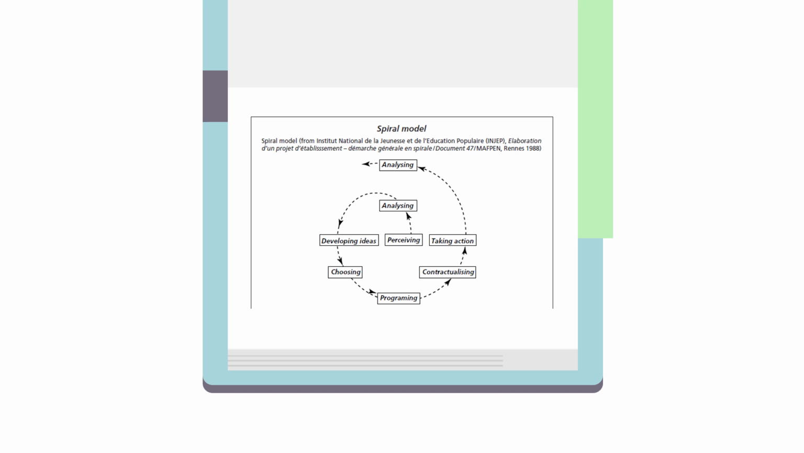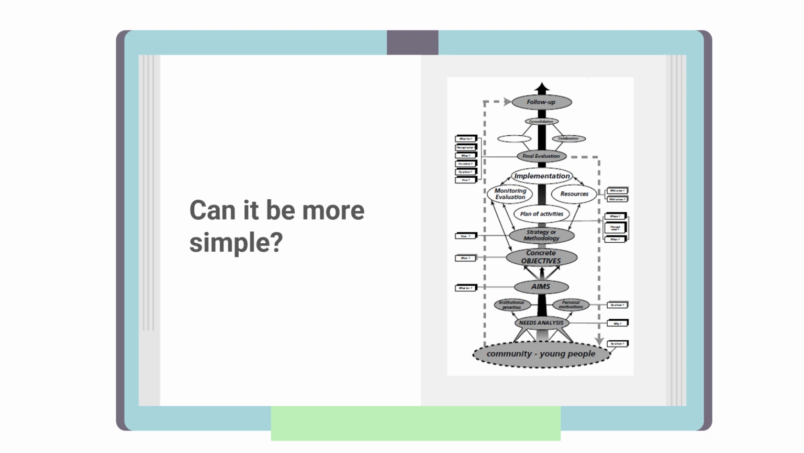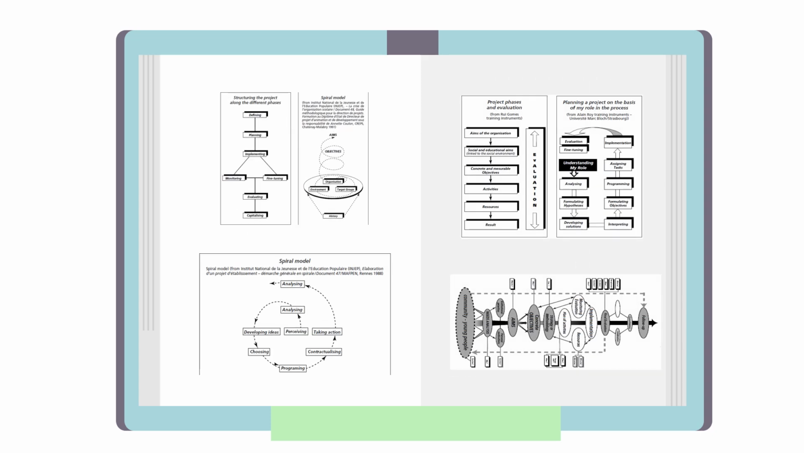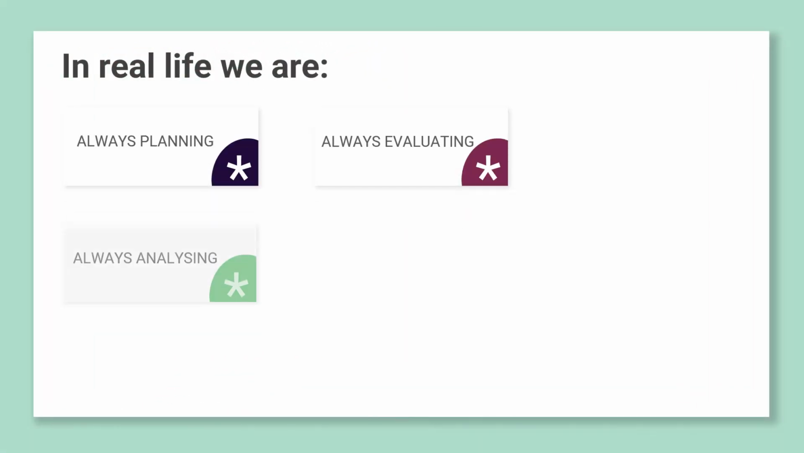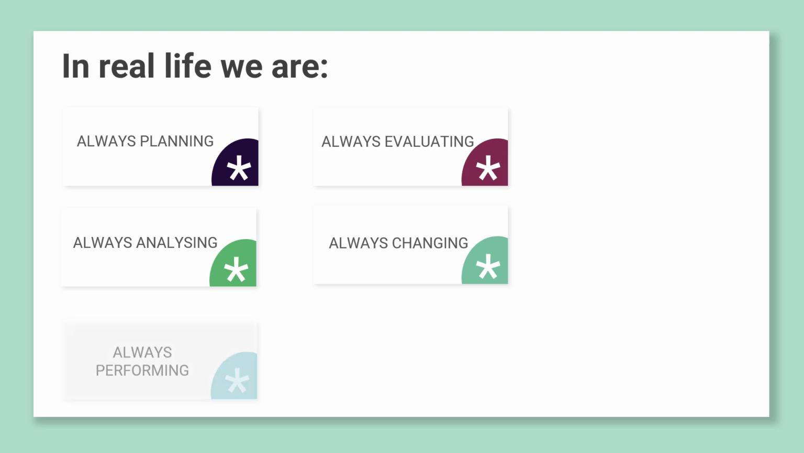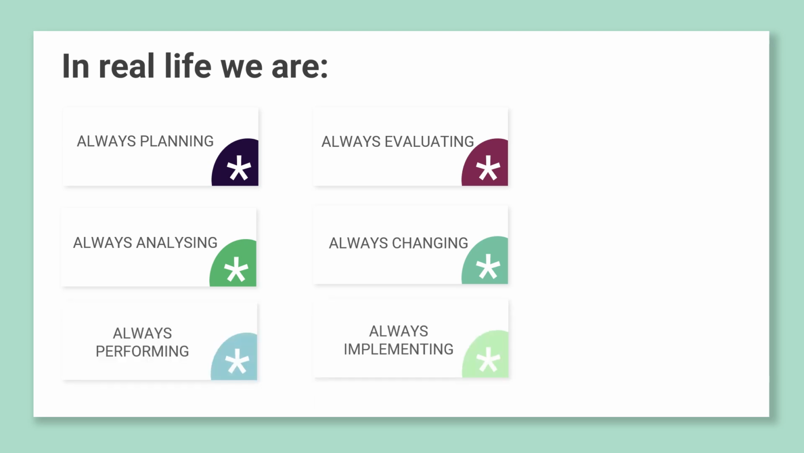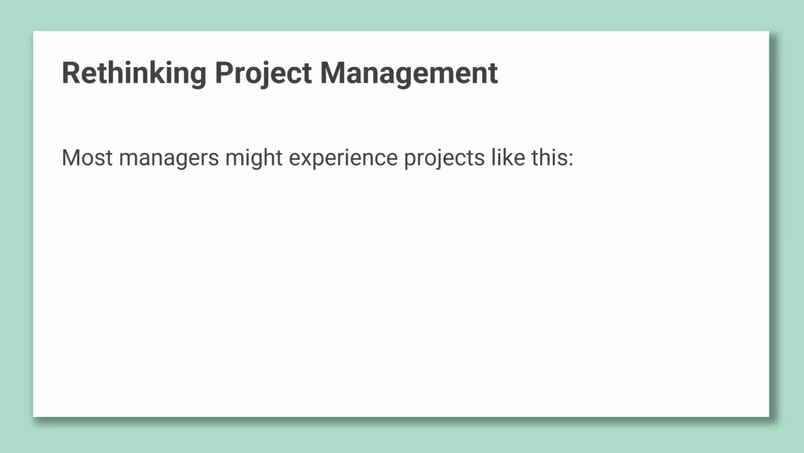A single model can be so complex that you may ask yourself what the purpose is, or how could this simplify the understanding of the complex process in the project. If you don't feel that any of these models represent the process that you are having within your project, you are not alone. Projects are complicated and rarely linear. In reality, we are always planning, always evaluating, always analyzing, always changing, always performing, and always implementing. To make a model that most project managers feel fits to how they experience a project would not be easy, but an attempt could look like this.